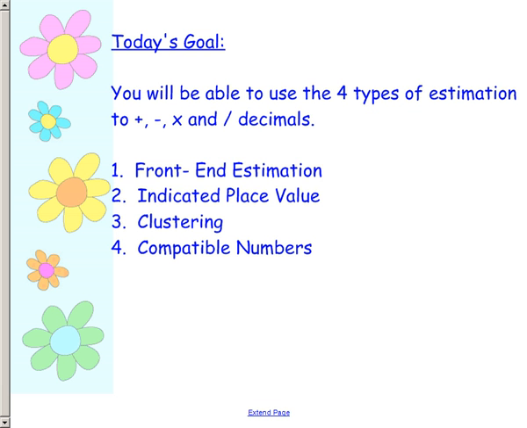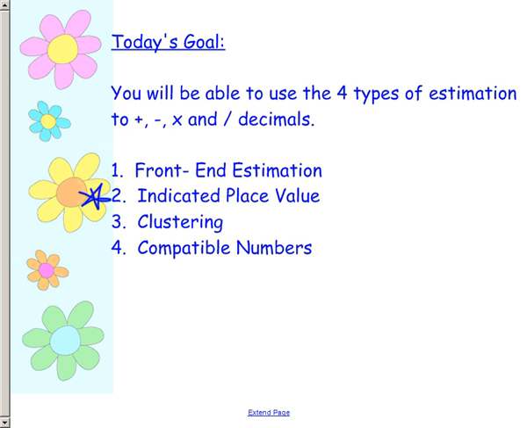All right, so today's goals are students will be able to use the 4 types of estimation to add, subtract, multiply, and divide decimals. There are 4 different strategies that we kind of looked at, some of them before. We're going to really focus though on the indicated place value like we did in chapter 1. But I'm just going to expose you to the other 3 because they might be a good strategy for you to use.